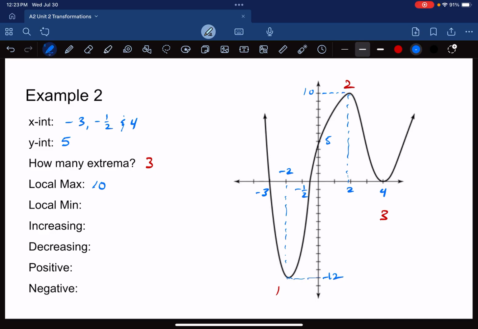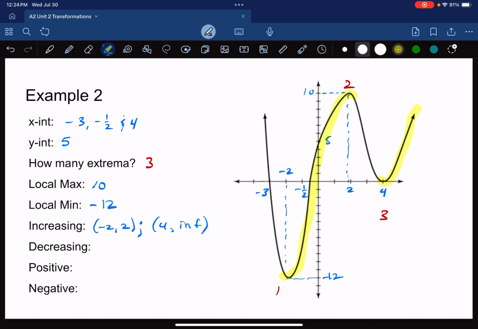And again, we're not looking for perfection here on these. It doesn't matter whether they call that negative 12 or negative 12.1. It's the concept that we want, right? So now let's do increasing. I think we're increasing from negative 2 to 2. And then we're increasing again from 4 to infinity. Okay? That's this section right here. There and there.